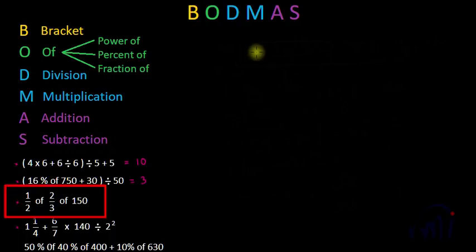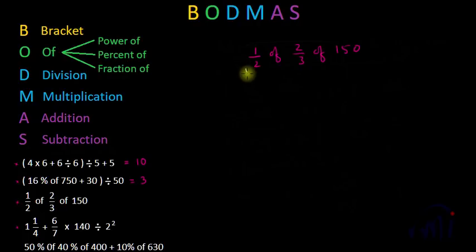So the third expression is 1 by 2 of 2/3 of 150. Here, this is actually half of this much. So it can be read as half of 2/3 of 150. That means we have to solve this 2/3 of 150 first, and then we have to take half of it.